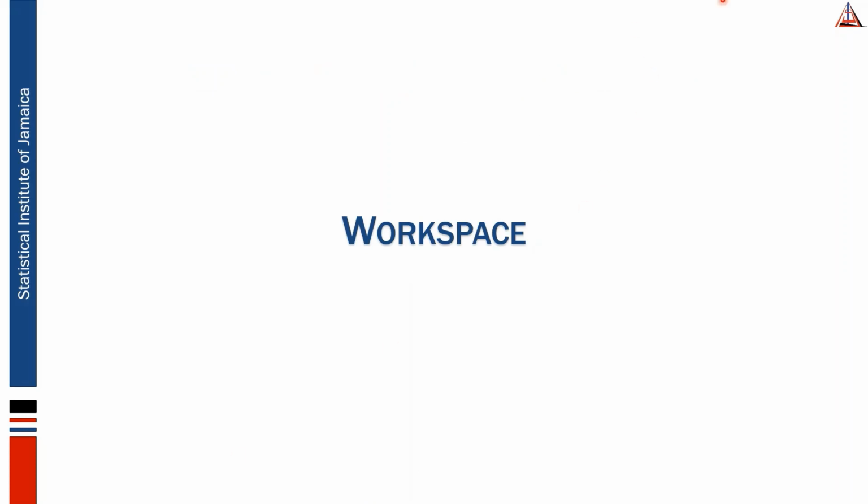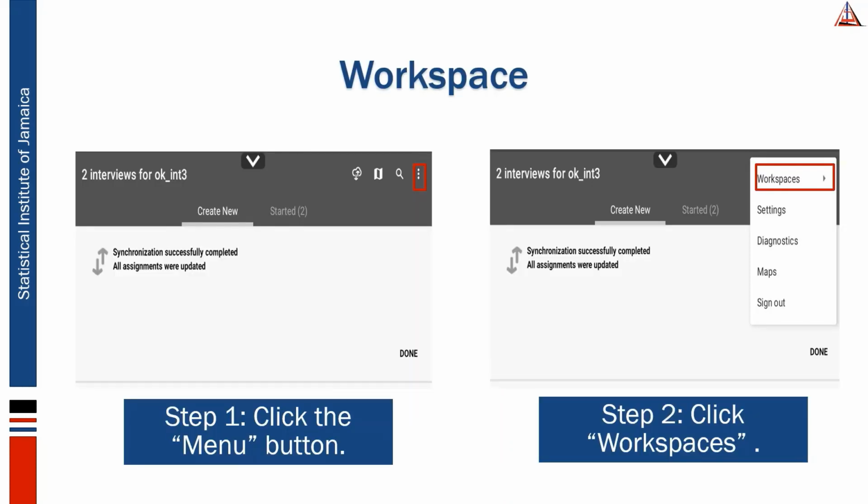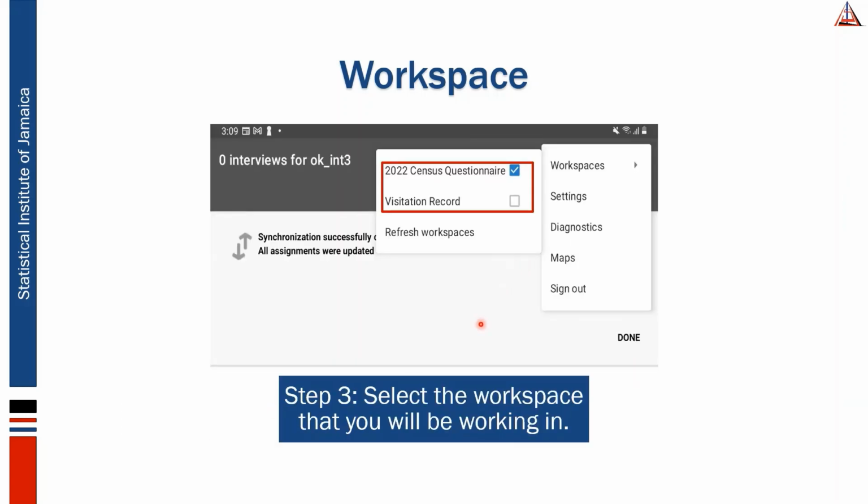Workspace. Workspaces are the areas where the questionnaires needed to conduct your enumeration exercises are found. To access Workspace, step 1, you click the menu button in the top right corner. You then click Workspaces. You may now toggle between the workspaces that you have been provided with, which in this case, for the 2022 Population and Housing Census, will be the 2022 Census Questionnaire and the 2022 Visitation Record.